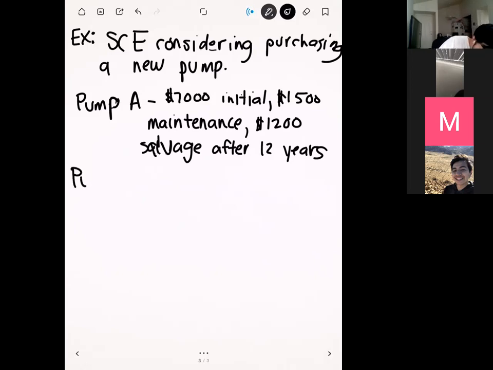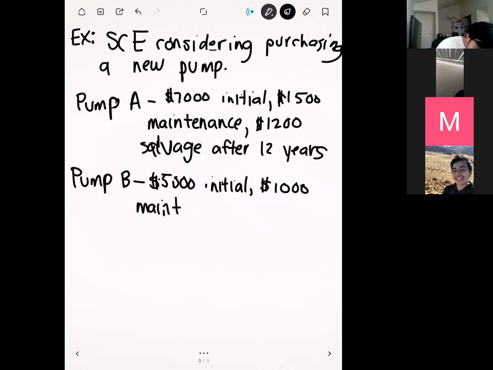Now let's look at pump B. Pump B offers a pump at $5,000 initial cost. The maintenance cost is $1,000 each year, and $1,000 salvage value. But pump B is only going to last 6 years.